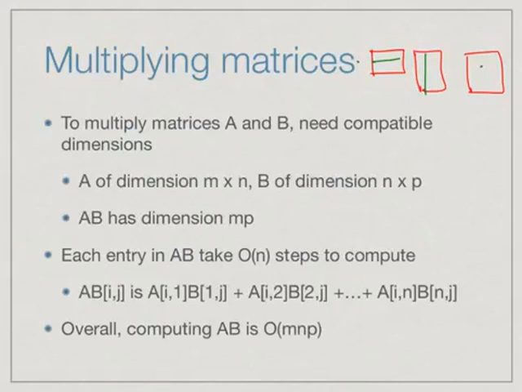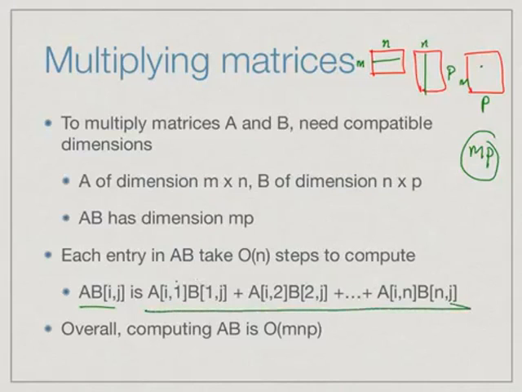So if we have a matrix which is m by n, then the other must be n by p, so that we have a final answer which is m by p. In the final product matrix, we have to compute m times p entries. Each of these entries requires us to compute the sum of n products, so that takes order n time. The total work is therefore m times n times p. Each entry A B i, j is this long sum, with 1, 2, 3 up to n terms.